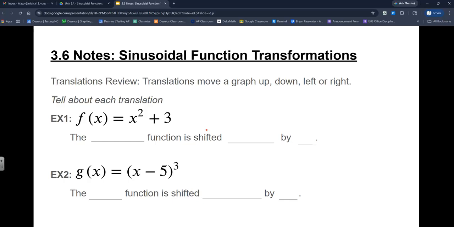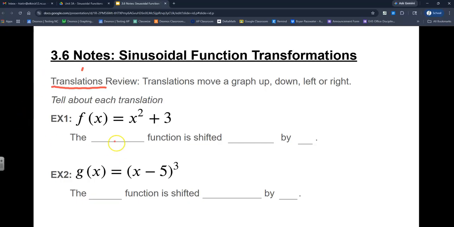Today we're going to talk about sinusoidal functions and their transformations. So to review just a little bit, let's talk about just regular translations that we've talked about before. First of all, when we're talking about translations right here, we're talking about shifts up, down, left, or right. So these are just slides in the graph.